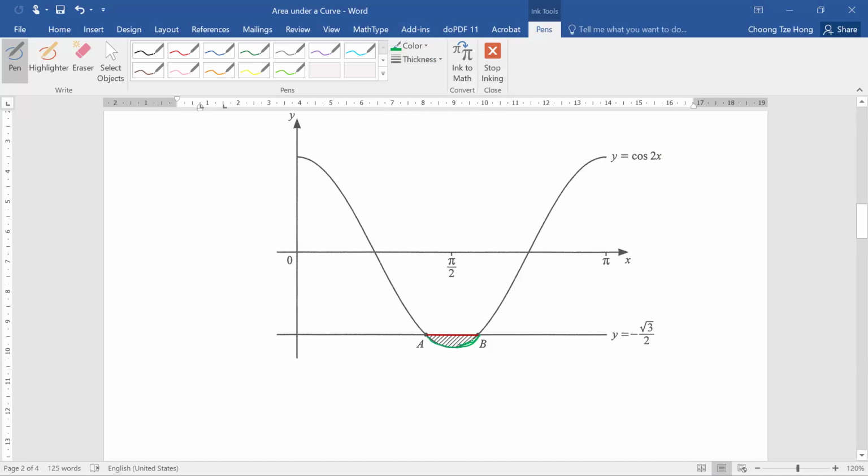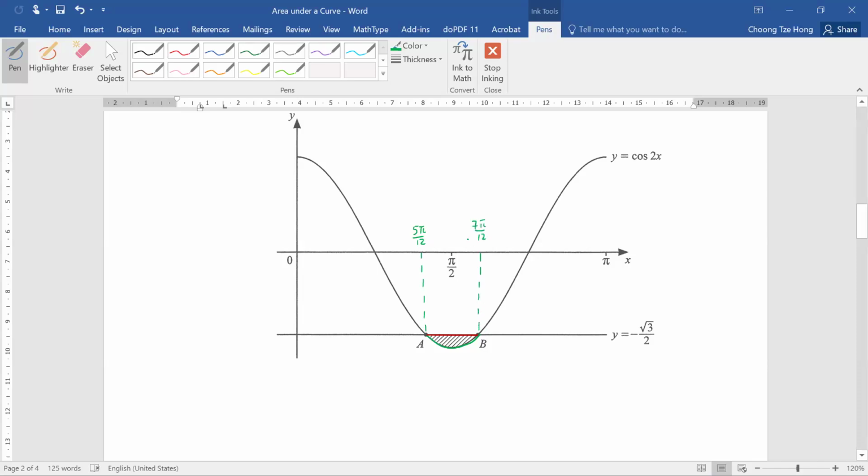Okay, so basically if the line is on top and the curve is below, to find the area bounded by the line and the curve, all we need to do is take the one that's on top, the equation of the line, minus the equation of the curve, and then we integrate from here. So over here, from A to B, the x coordinate of A we found earlier to be 5 pi over 12, and then the x coordinate of B we find to be 7 pi over 12.